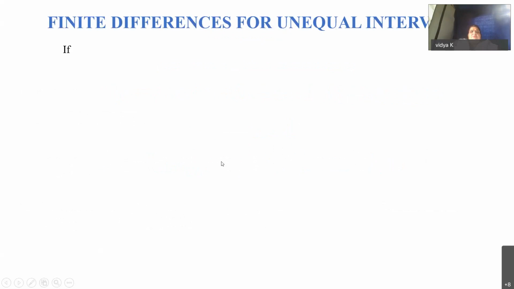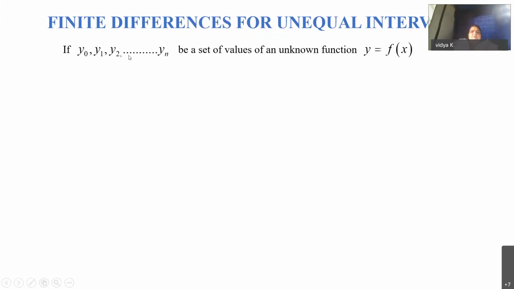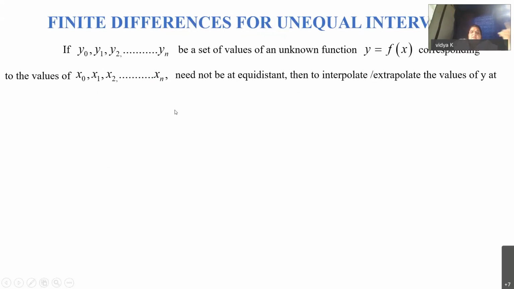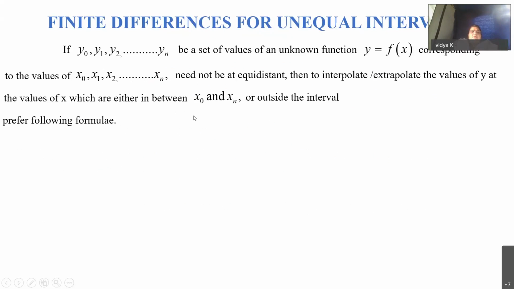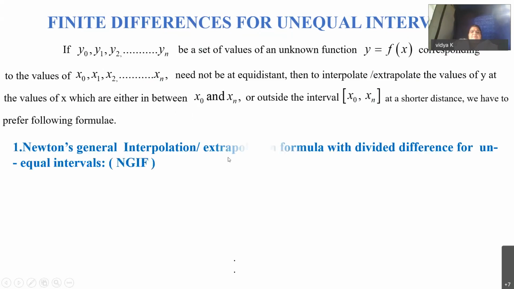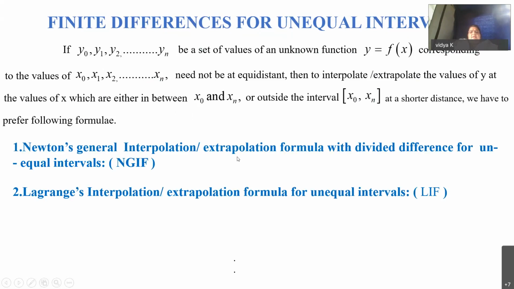Here, first you should understand one more kind of difference for unequal intervals. Here you have n plus 1 set of values of y for the unknown function y equal to f of x, for n plus 1 values of x. They need not be at equidistance. For the earlier formulas equidistance is a must, but not here. Then what you have to do is either interpolate or extrapolate using the differences. For that you have two formulas, Newton's general interpolation formula or Lagrange's interpolation formula.